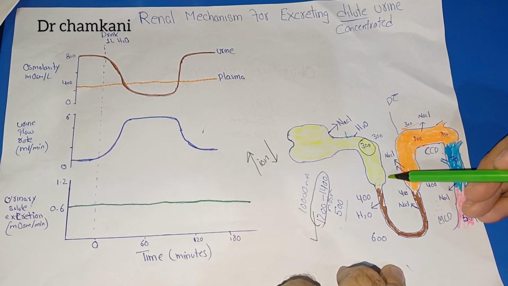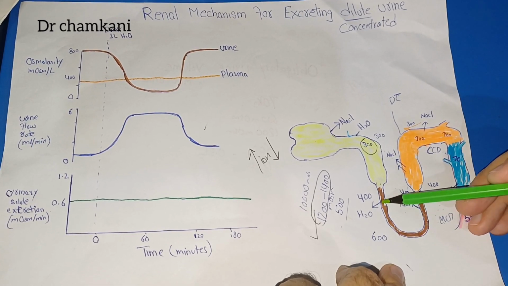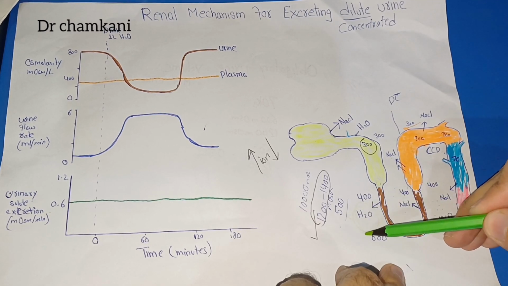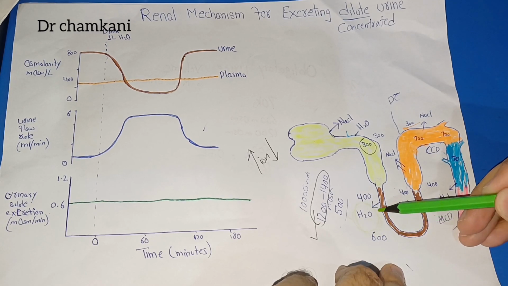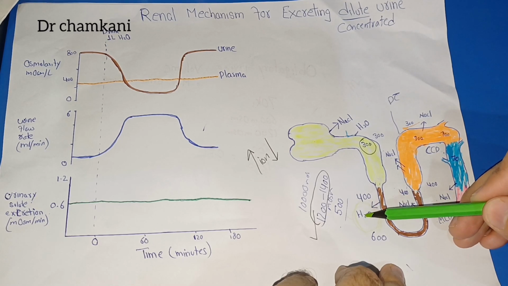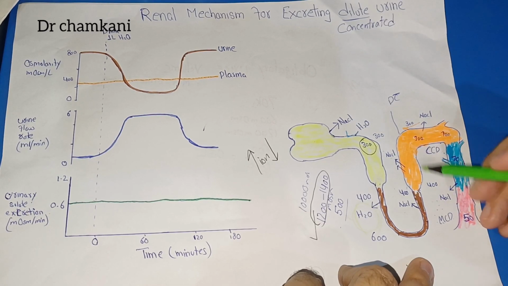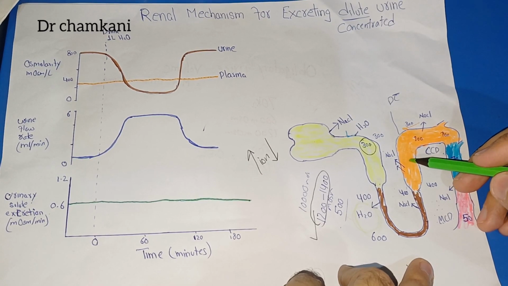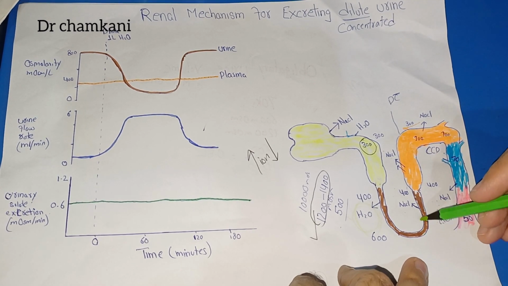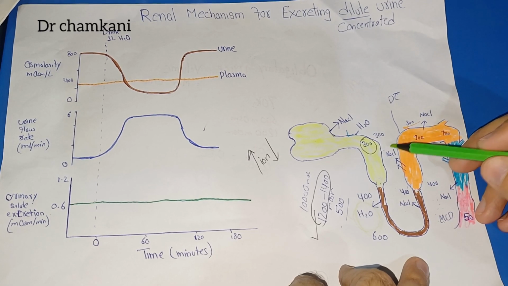One of the most important things is that the descending limb of the loop of Henle allows the reabsorption of water. So it is permeable to water. Water can move out of this descending limb into the interstitium. Another important thing is that the thin ascending and the thick ascending limbs of the loop of Henle are waterproof. Water cannot move out from the thin ascending and thick ascending limbs.